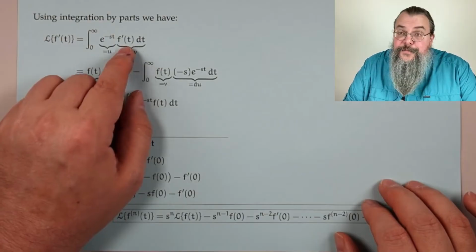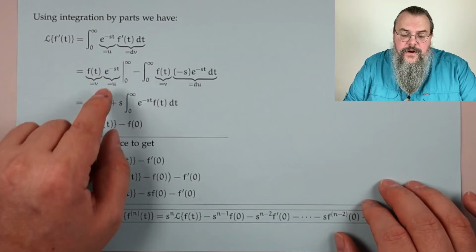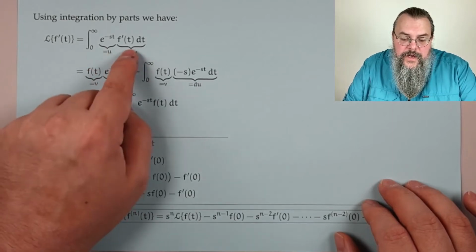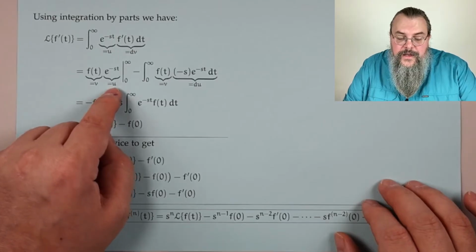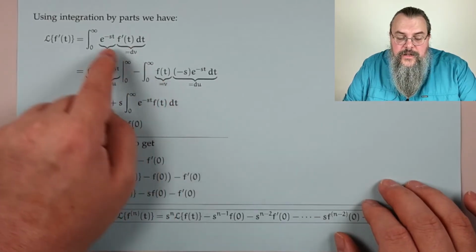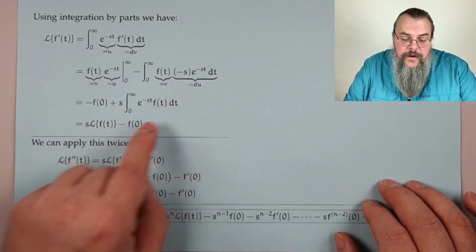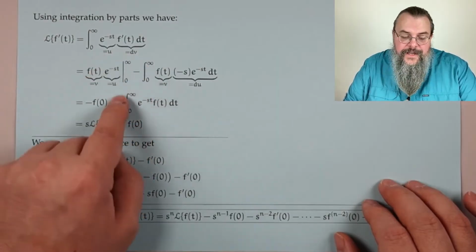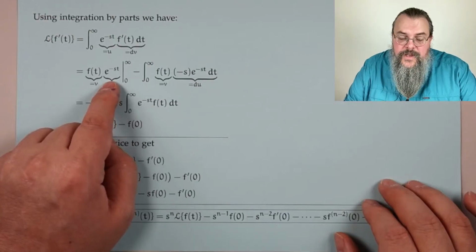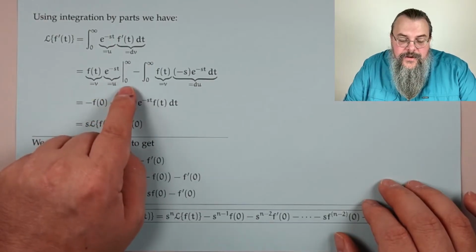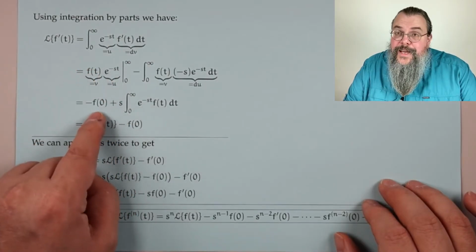We say, well, okay, f prime t, we know how to integrate that, and we know how to differentiate an exponential. So when we integrate, we get f of t times e to the minus st. And then the integral of f of t, take a derivative, minus s comes down. Well, when we evaluate, as t goes to infinity, the exponential drives us to 0, which is good. And at 0, we have e to the 0 and f of 0. So that's where that minus f of 0 comes in.